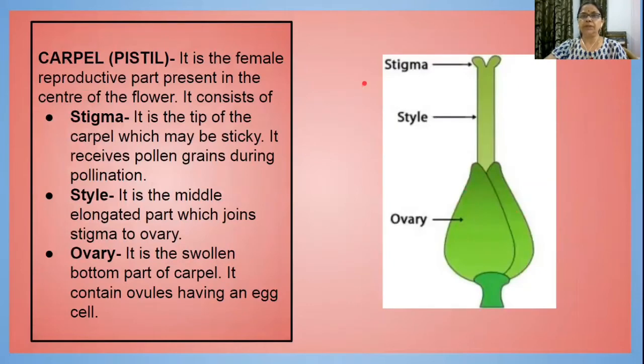The carpel consists of 3 parts: stigma, style, and ovary. Stigma is the uppermost part of the carpel, and it is sticky so that the pollen grains can sit on it. And style is the long part of the carpel. Then comes the ovary. Ovary is the swollen part of the carpel. It consists of ovules in it, which contain the egg cell.